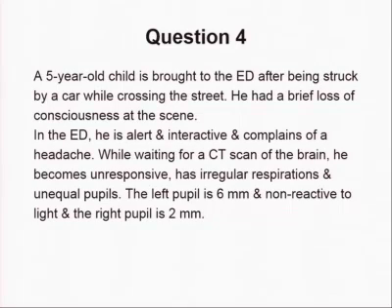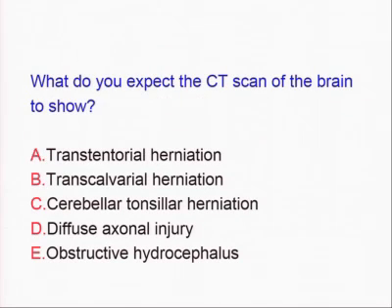Question 4. A 5-year-old child is brought to the emergency department after being struck by a car while crossing the street. He had a brief loss of consciousness at the scene. In the emergency department, he's alert and interactive and complains of a headache. While waiting for a CT scan of the brain, he becomes unresponsive, has irregular respirations and unequal pupils. The left pupil is 6 millimeters and non-reactive to light, and the right pupil is 2 millimeters. What do you expect the CT scan of the brain to show? Transtentorial herniation, transcalvarial herniation, cerebellotonsillar herniation, diffuse axonal injury, obstructive hydrocephalus.